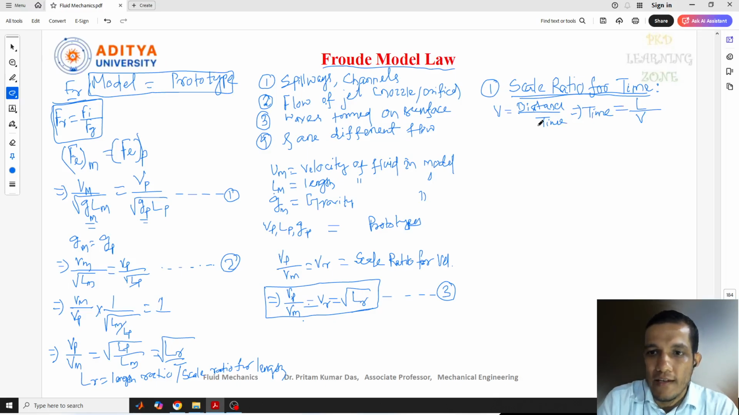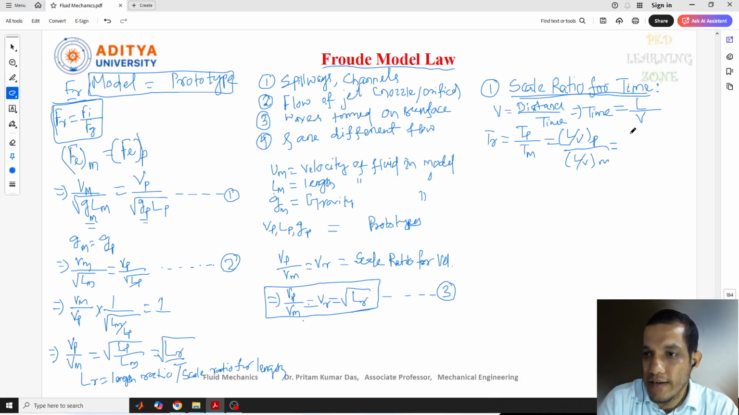So again, I need to apply this Froude number in these conditions. That means for the scale ratio for time, I can write Tr. Suppose let me consider Tr. Tr equal to Tp, that means time for the prototype, and time for the model. So this is the time scale ratio. Ratio equal to time for the prototype by time for the model. Again here, as I told you, we are getting the equation L by V. So similarly I can write L by V for the prototype and again L by V of the model.